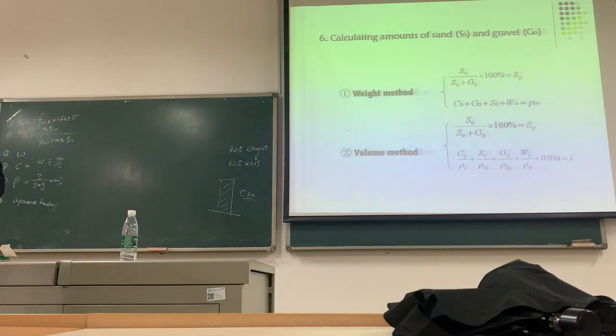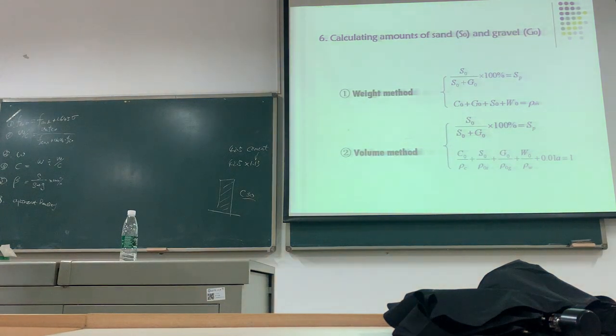The letter C is C0. This is the cement. This is the amount of cement. This is the amount of the gravel, that is, coarse aggregate. And this is the sand, the fine aggregate, and this is the water. And then the one at the end, this is the apparent density of the concrete.